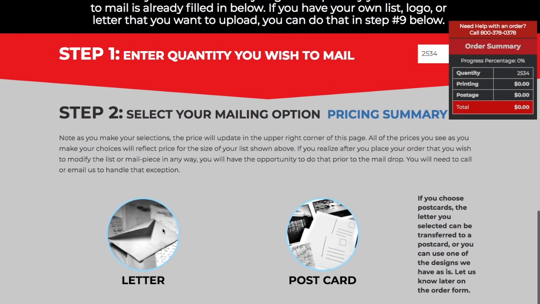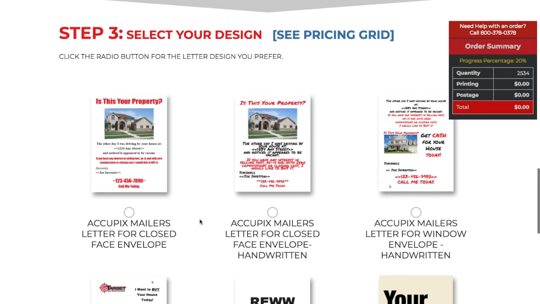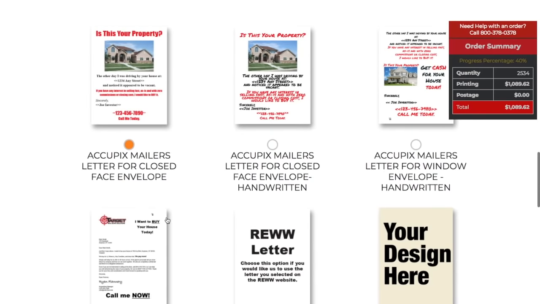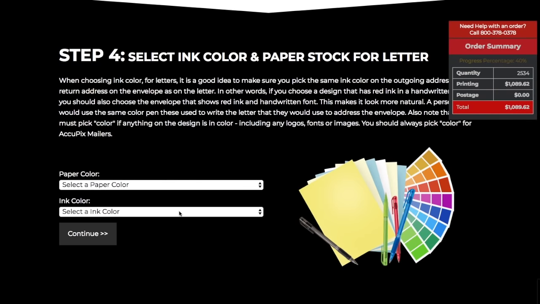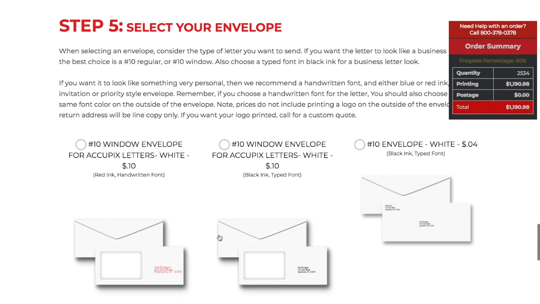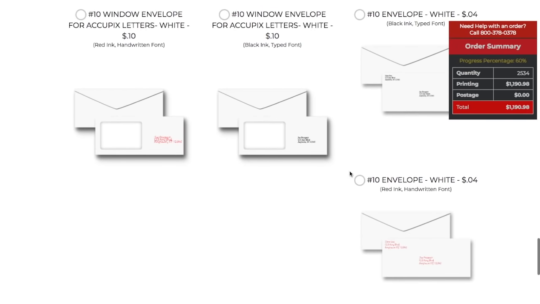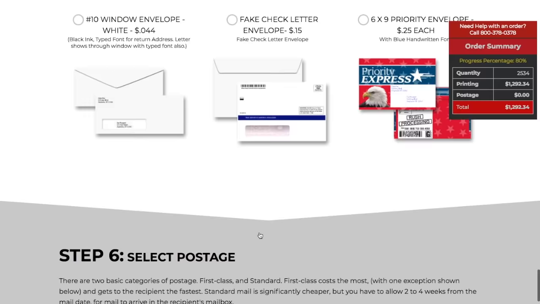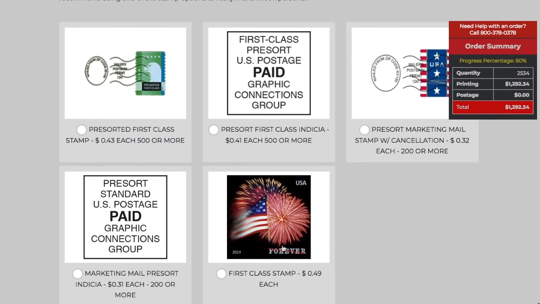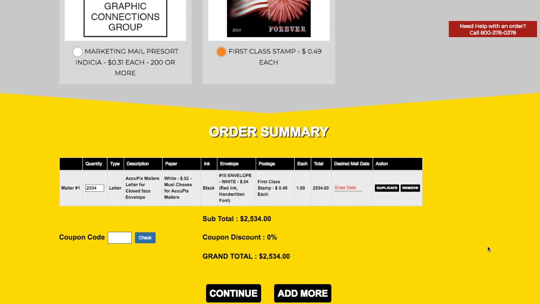I just tell it exactly what I want to mail to them. So I want to mail the letter. I want to include a picture of the property on the letter. So I'm going to say, hey, make them an AccuPix mailer. I want to make sure it's on white paper. I want to make sure it has black ink. Hit continue. I want it to be a number 10 envelope. I want it to be first class with a stamp postage right here. And boom, there's the entire order. I hit continue and the entire order is ready to go.